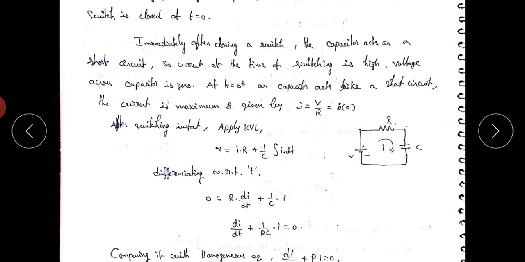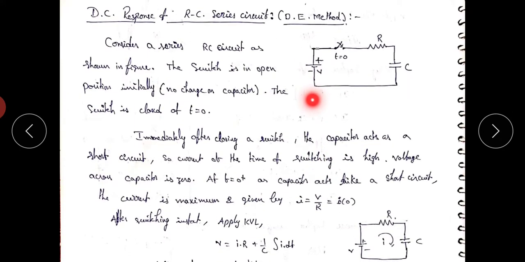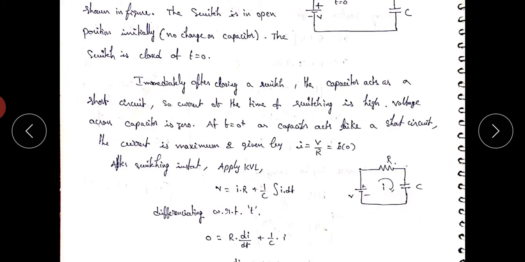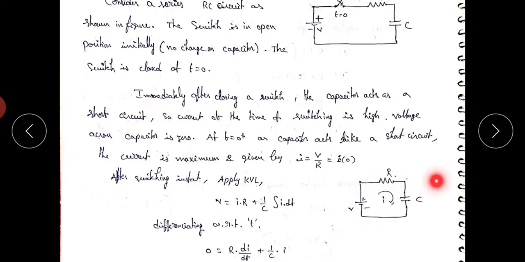Next, to find the I of t expression, that is, the current expression from t equals to 0 plus to infinity, apply KVL. With the switch in the closed position, the circuit becomes like this, for t equals to 0 plus to infinity. For this circuit we have to find the I of t expression. So by applying KVL, V equals I into R plus 1 by C integral of I of t dt.